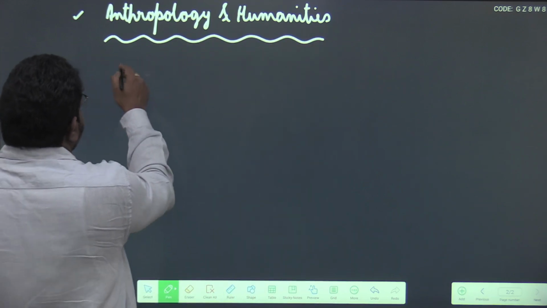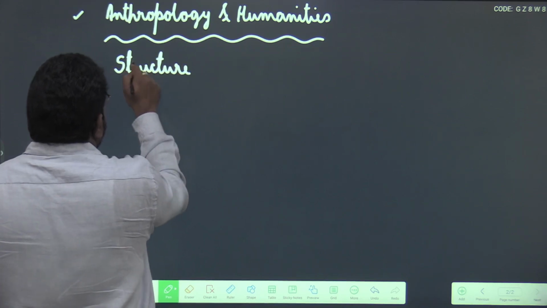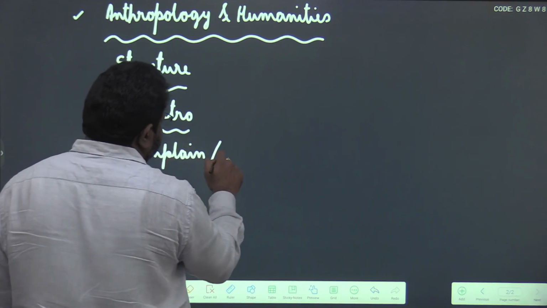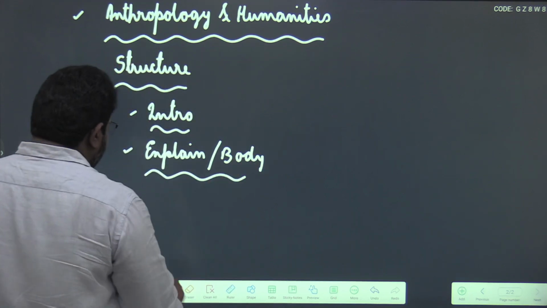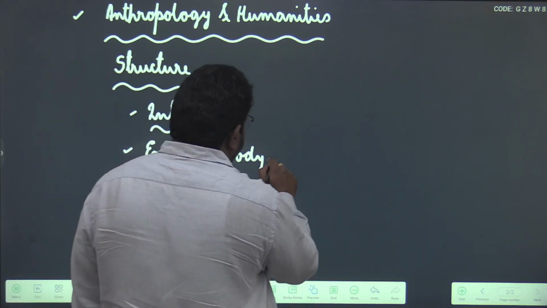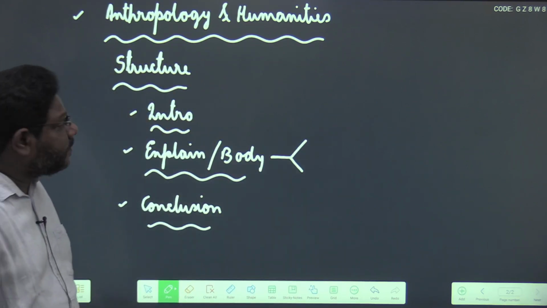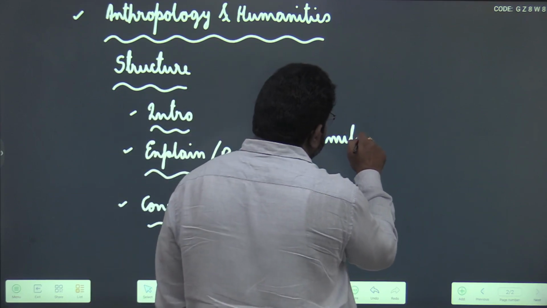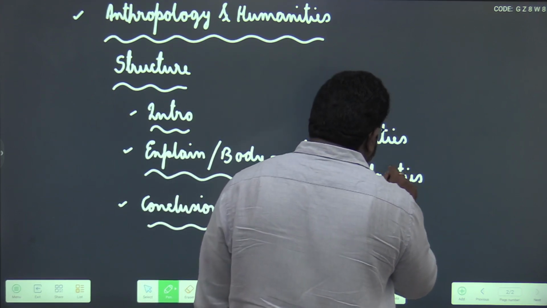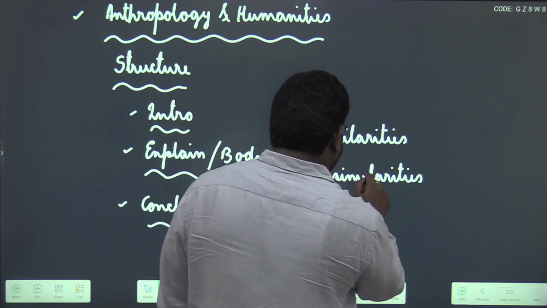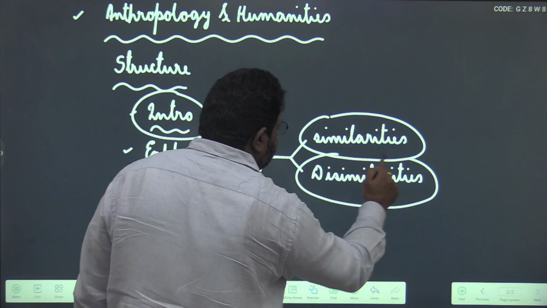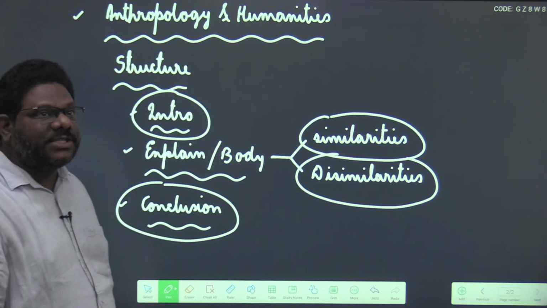So first we will see the structure. You are going to write introduction, then you are going to explain, otherwise known as the body of the answer, and then conclusion. See, in the explanation or the body of the answer, 2 things are important as per the demand of the question. First one is similarities and dissimilarities. So ideally you are going to write introduction, similarities, dissimilarities and conclusion. So you may generate these as your side headings.